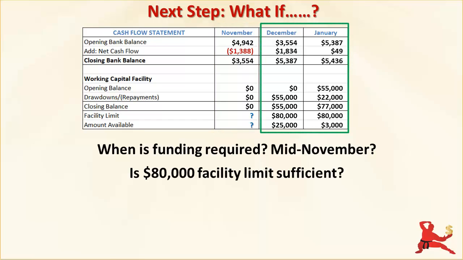Will an $80,000 facility limit be enough to cover any intra-month cash flow deficits in December and January? We should be doing weekly cash flow forecasts for the forecast period to find out if there are potential intra-month funding peaks that exceed $80,000. Also, we should test our assumptions. What if our debtors pay us more slowly than we have assumed? What if sales are lower than expected? What does that do to our forecast funding requirements?